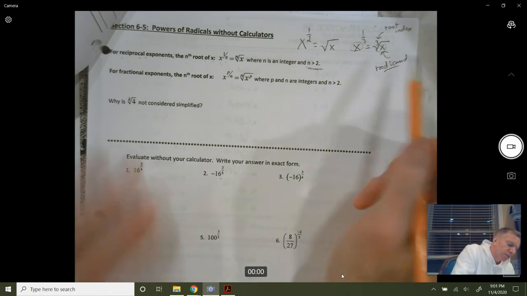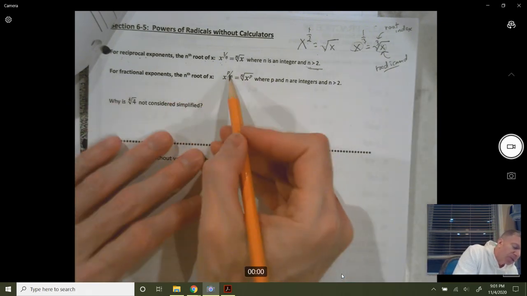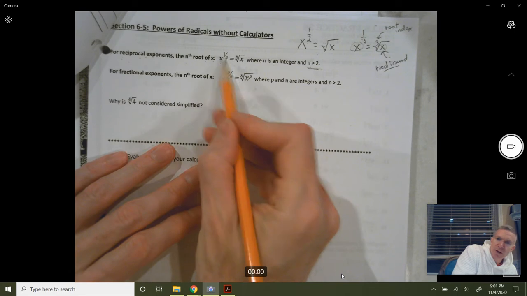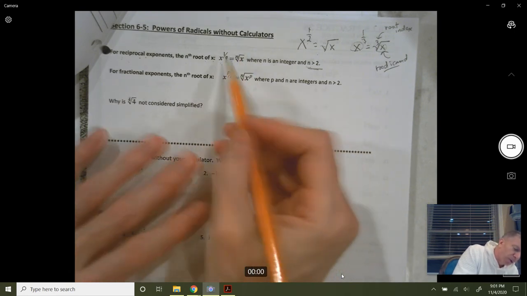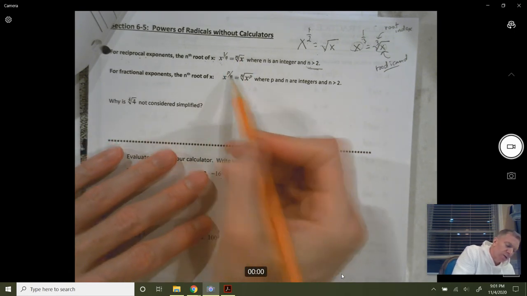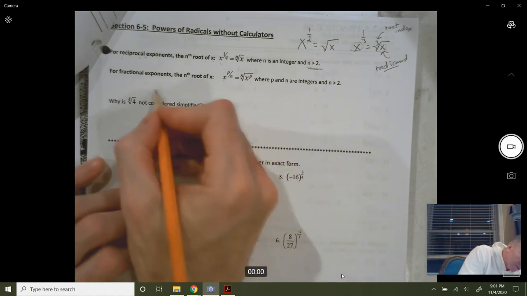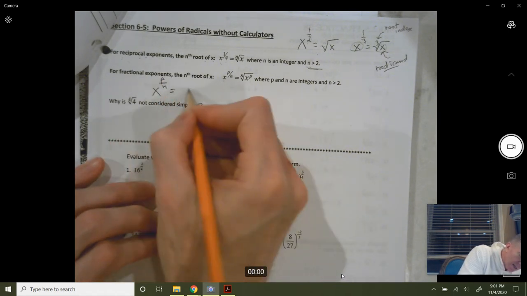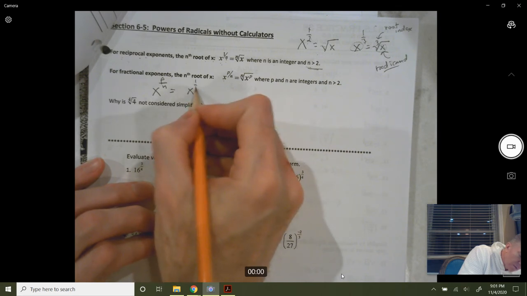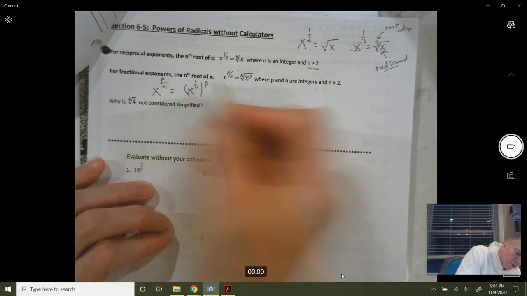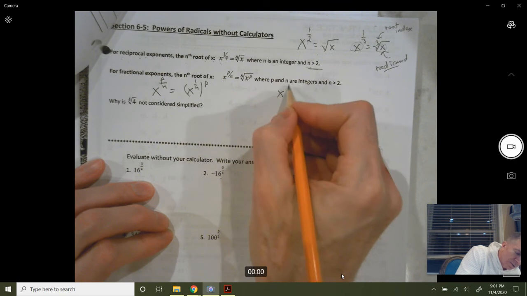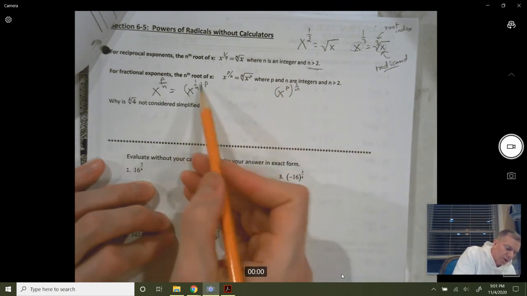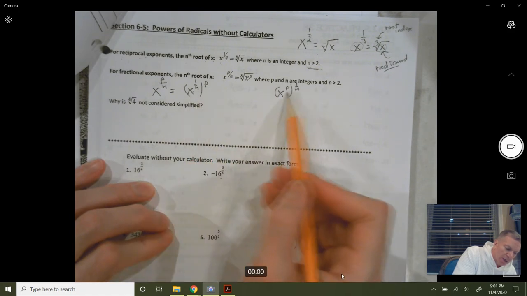All right, for fractional exponents, sometimes you don't only have a denominator, you also have a numerator. So x to the p over n, and I know I talked about this in the last video, you can write that as x to the 1 over n raised to the p, or you can write it as x to the p raised to the 1 over n. A power of a power, you multiply the exponents. Either way, you're going to get x to the p over n.